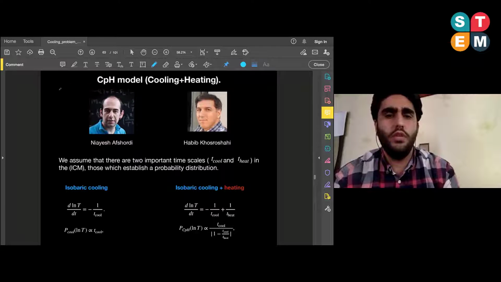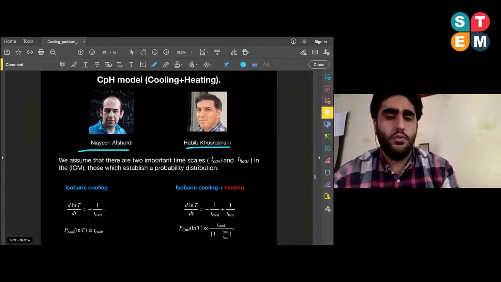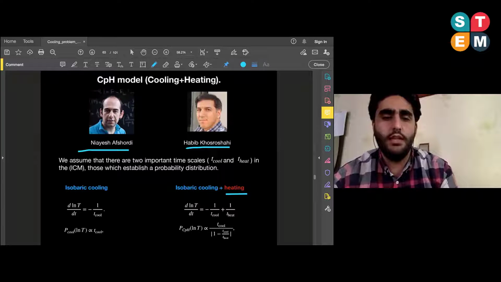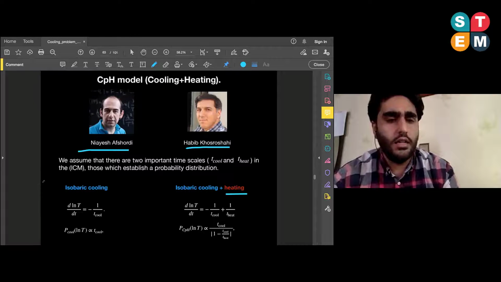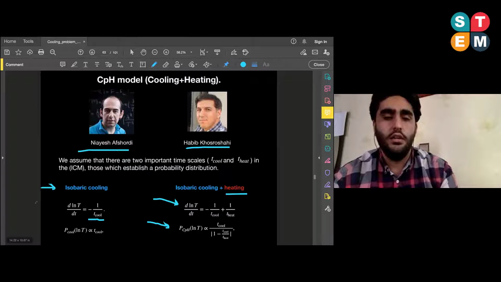So in the CPH model, cooling plus heating, in a collaboration with Professor Niayesh Afshordi and Professor Khosrowshahi, we proposed a heating time scale into the system. And unlike isobaric cooling, which just includes cooling time, we have introduced a heating time which is defined in this way in our modeling. And it can lead to a different probability distribution for temperature, which you can see here.